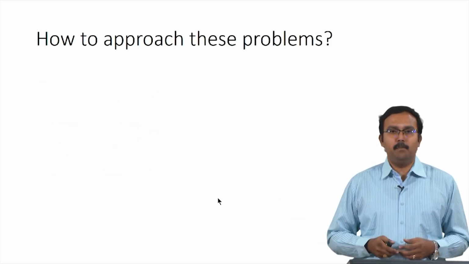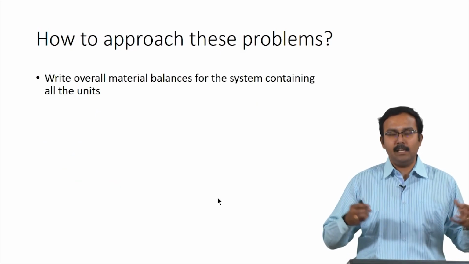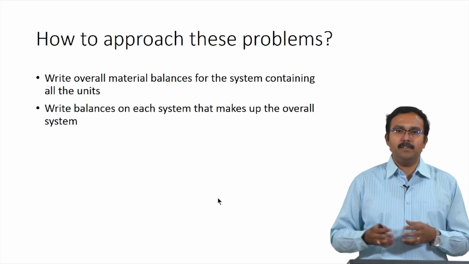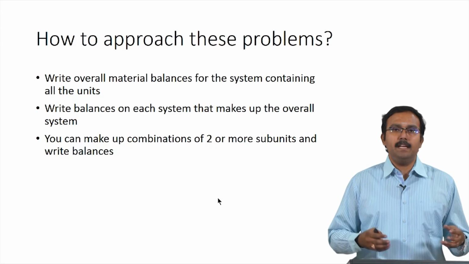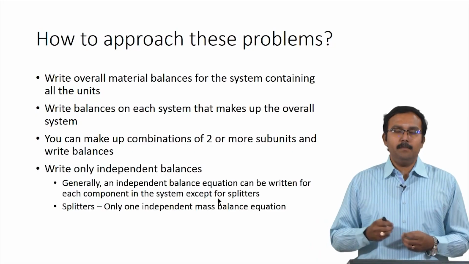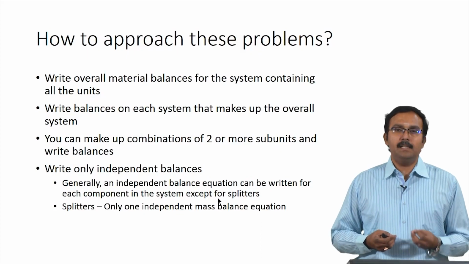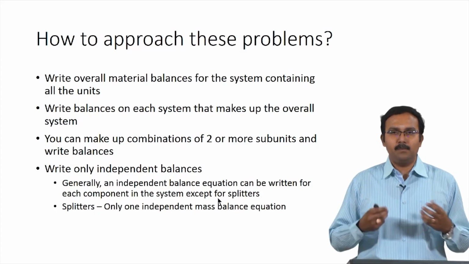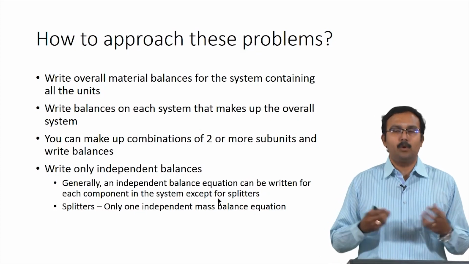So, how do we approach these problems? First, we write the overall balances for the system which contains all the units, which is the overall system, and then we can write the balances for each of the systems which make up the overall system, and we can also make combinations of 2 or more subunits to form a system and thereby write balances for these. We need to be careful and write only independent balances. Generally, one independent balance can be written per component for most of the systems except for splitters. As we already saw, splitters have only one independent mass balance equation, which is the total balance equation.